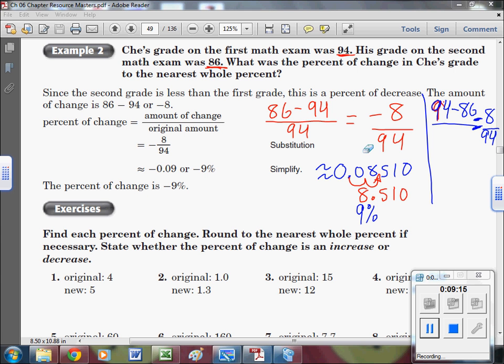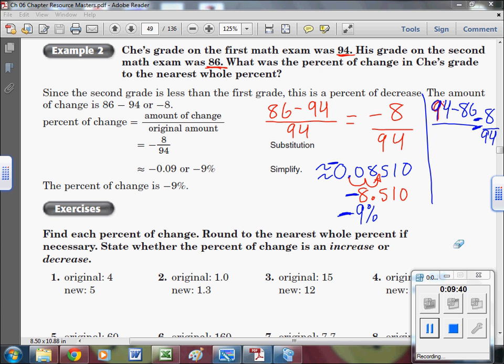And speaking of which, because this was a negative divided by a positive, this is a negative number. And so that makes this a negative number, and that makes this a negative number. So it's a negative percent. So we got negative 9%. Because it's negative, that indicates it was a percent of decrease. So we would say it decreased by 9%. Meaning 9% of 94, that's how much it went down by. That's what we would say from this information.